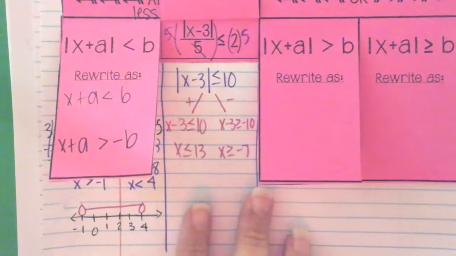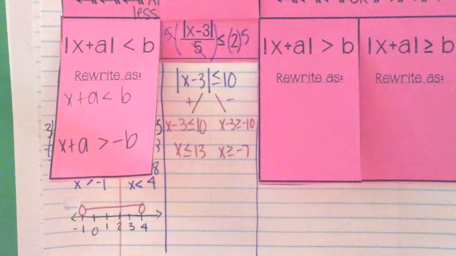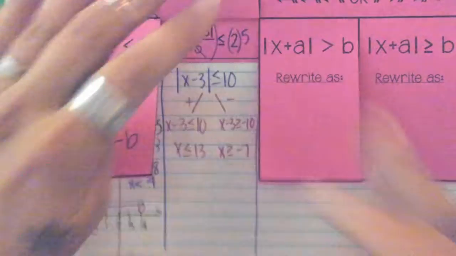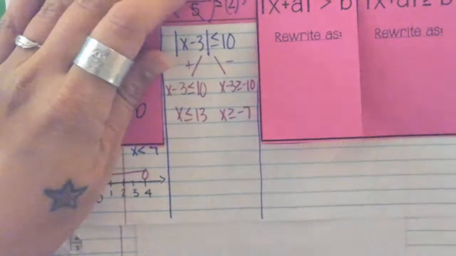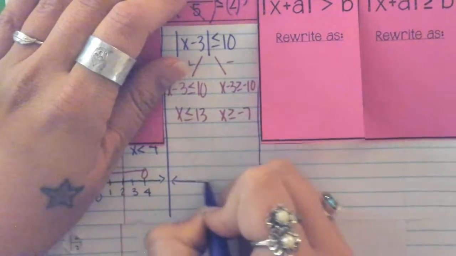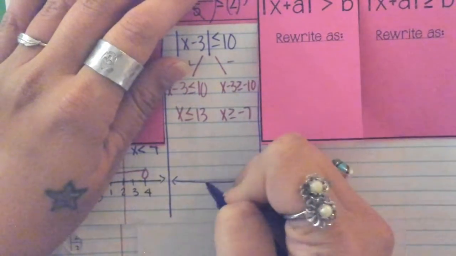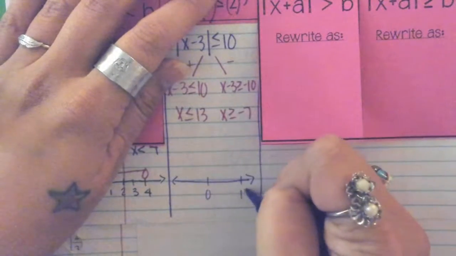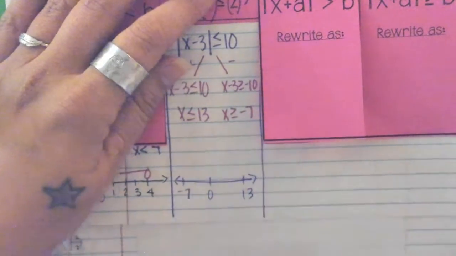Okay, did you graph it yet? Yes. Do you want me to give you a moment to graph? Okay. Don't put all the tickies on there. Put 0 in the middle. Put 13 down here. Put -7 here.